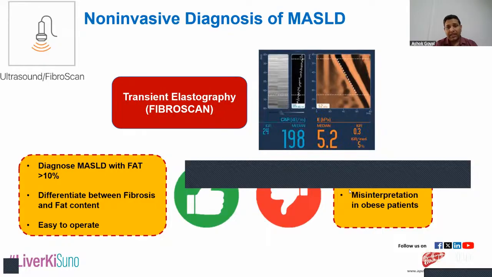But there is one thing: misinterpretation in obese patients can happen, because the probe cannot reach the site from where we detect the CAP and LSM values, basically the fibrosis and the fat component values. So it basically needs proper training to learn this technique and to implement it on the patient.